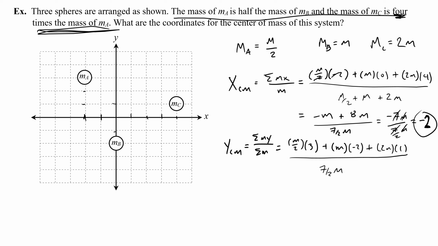Okay, now before we solve this, let me go back and make a little bit of a correction. Negative M plus 8M, that's positive. So this is going to give us a positive answer. I'm not sure what I was doing there. But anyway, okay, back to y.